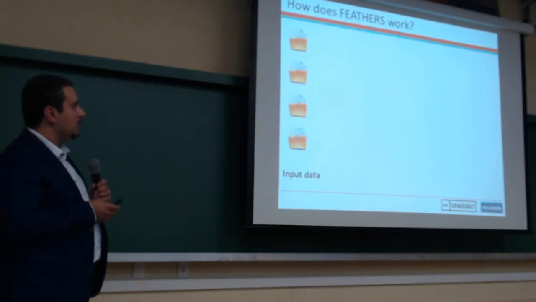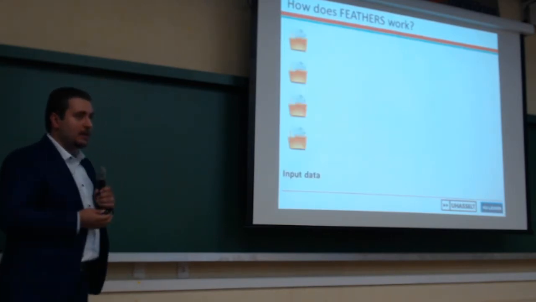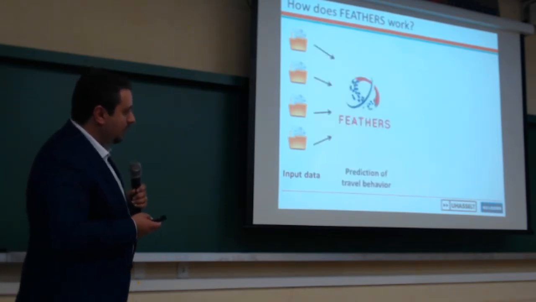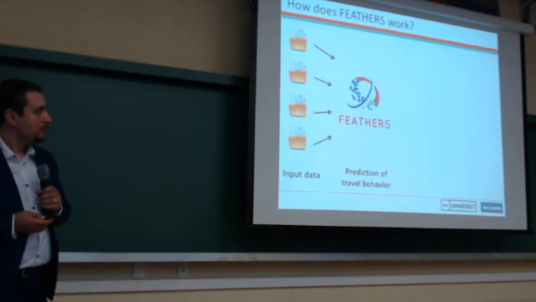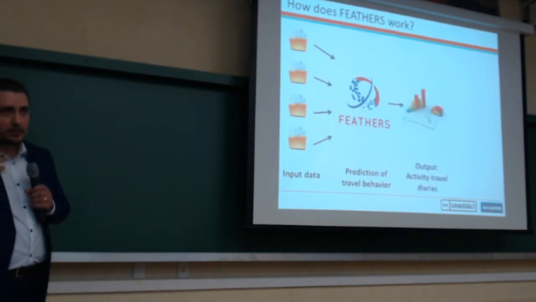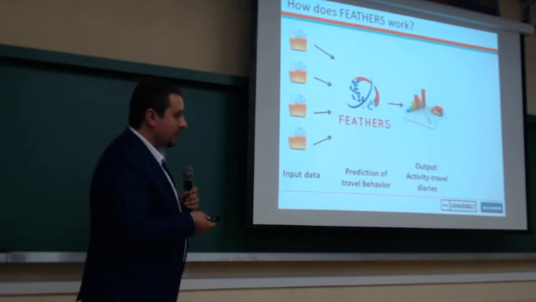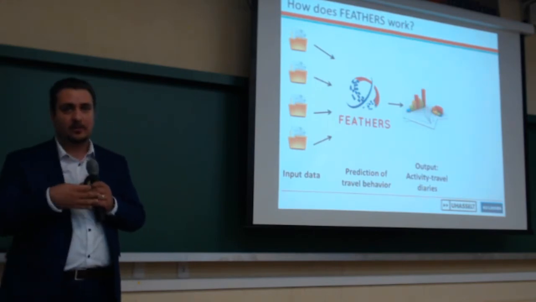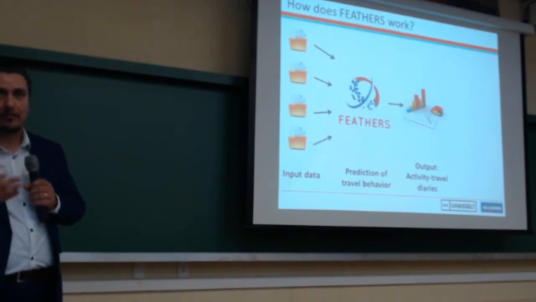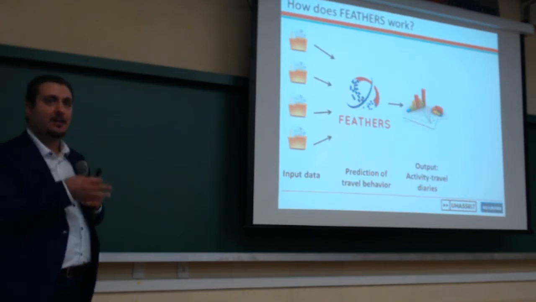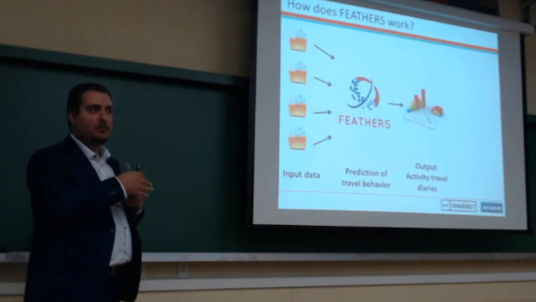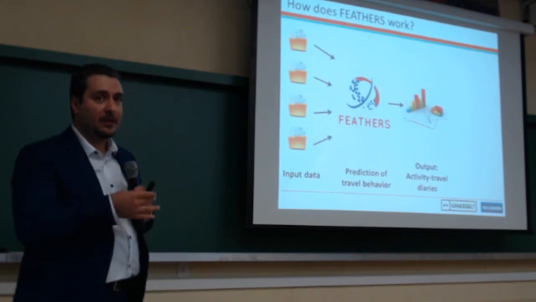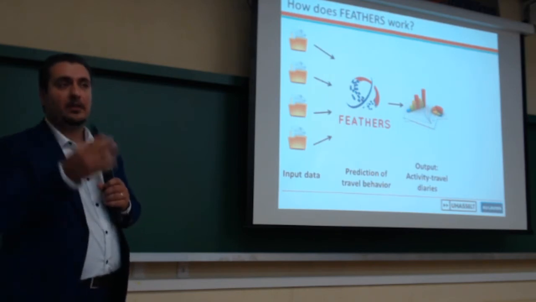So how does FEATHERS actually work? We basically start with a series of input data, and then we predict travel behavior of individuals. Then we get some output, including activity travel diaries of different individuals in the entire study area, like in the case of Flanders, for almost 6.5 million individuals. We have all the daily diaries from 12 o'clock at midnight until the next day, for each day of the week, and for different trip purposes and different transportation modes.